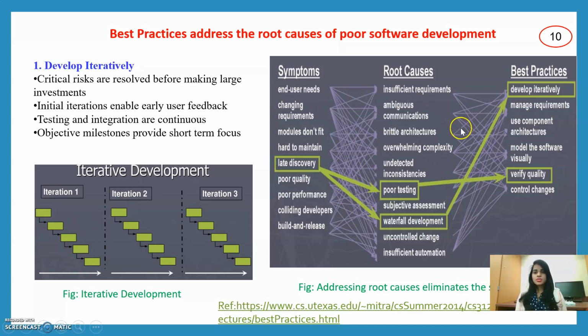And these are the symptoms, root causes, and best practices. If we take late discovery, we have root causes like poor testing and waterfall development. For poor testing, we need to verify the quality, and for waterfall development, we need to develop iteratively.